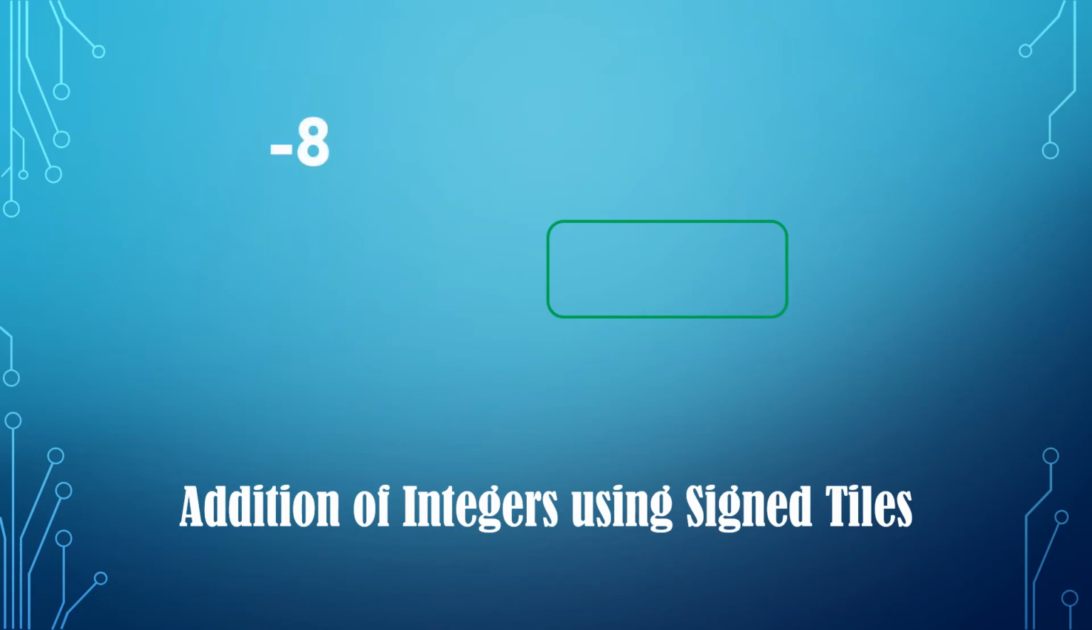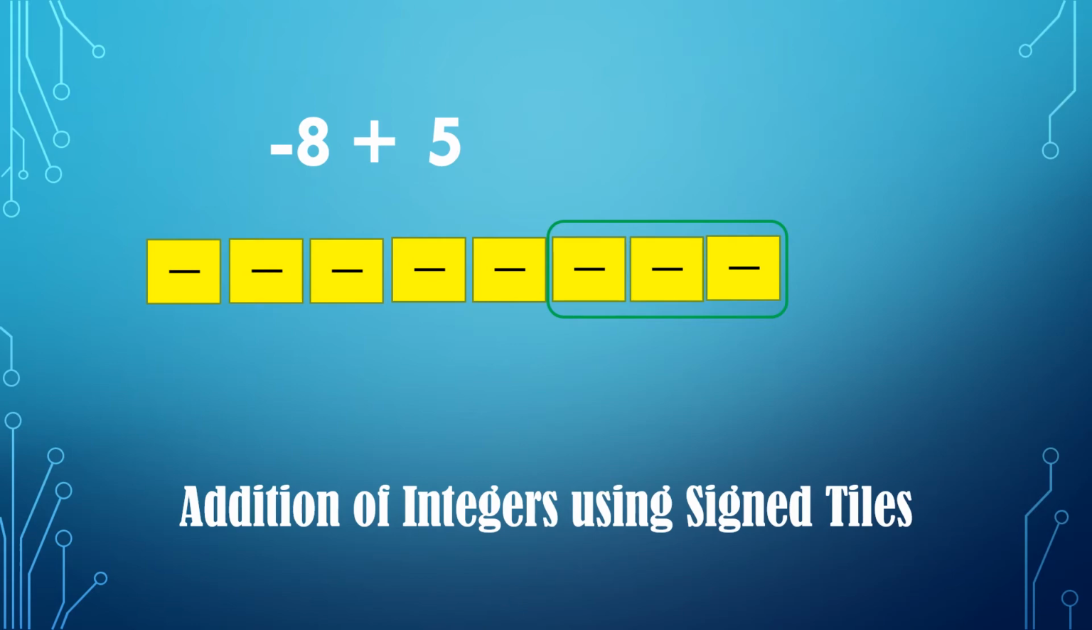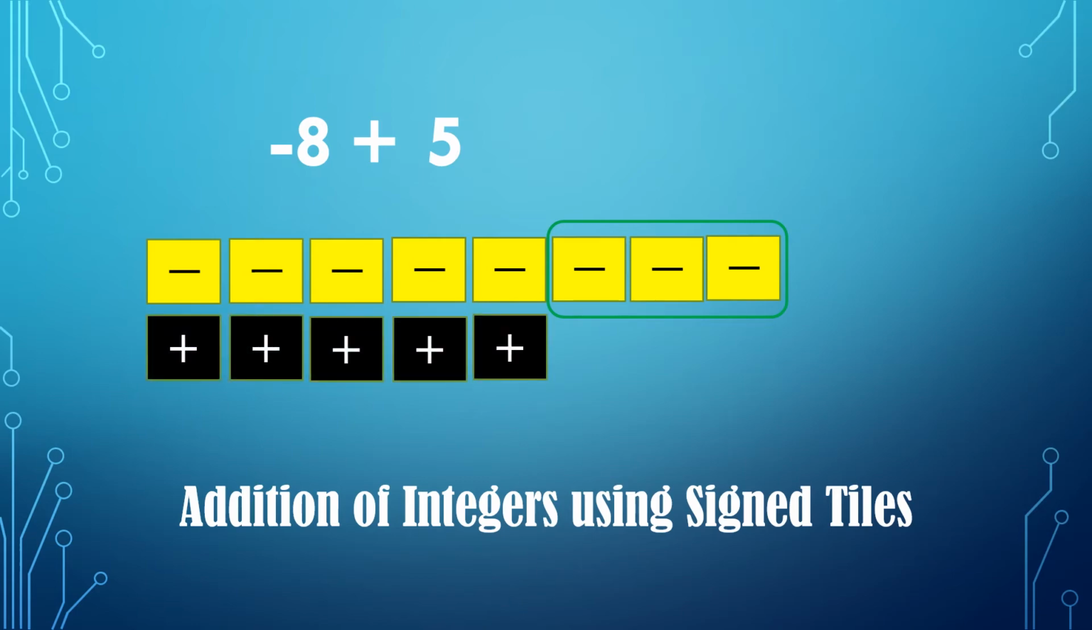Next, negative 8 plus positive 5. Using the algebra tiles or the sign tiles, we have 8 negative tiles and 5 positive tiles. We have to remember that a pair of positive and negative will cancel each other. Thus, it's equal to 0. Now let's take a look and find some pairs in our tiles.